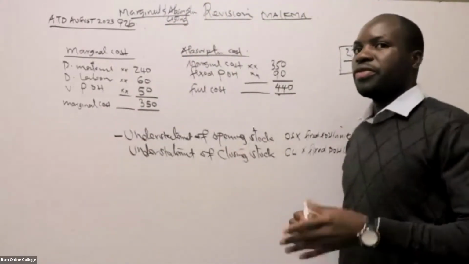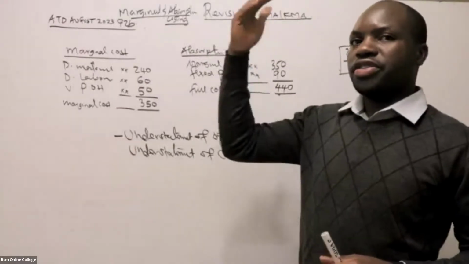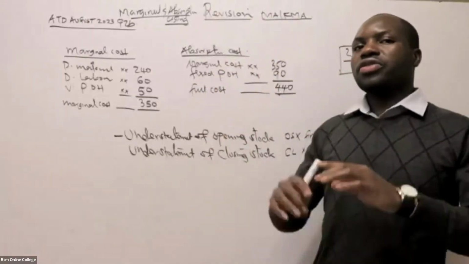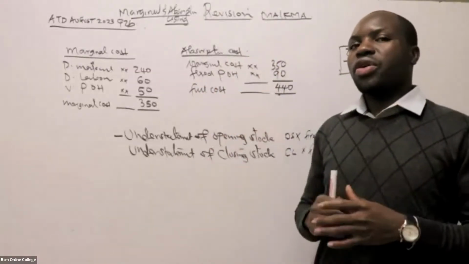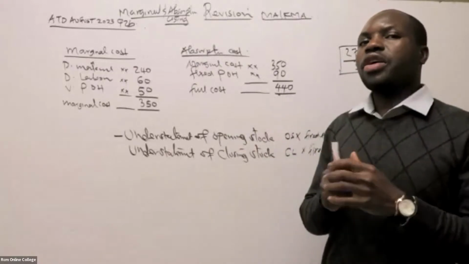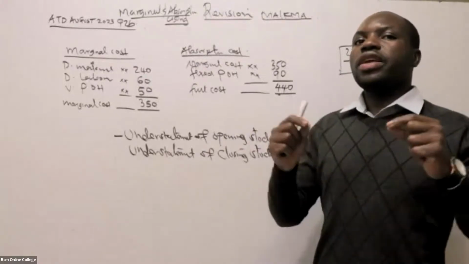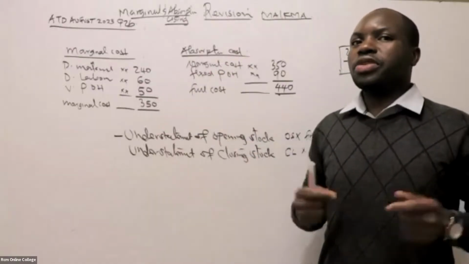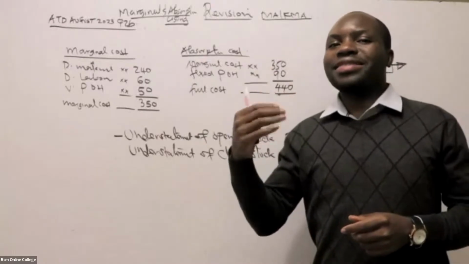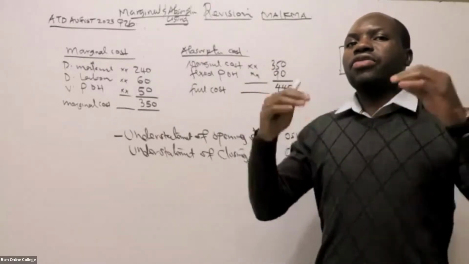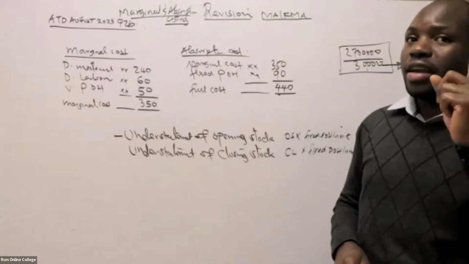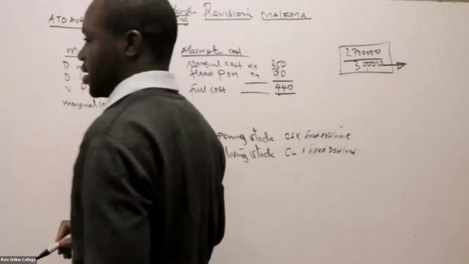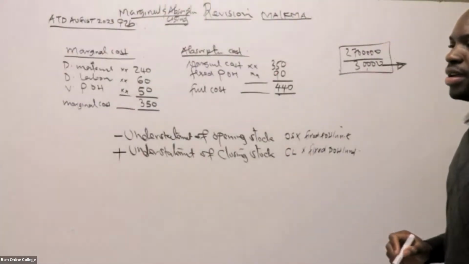Remember the components of cost of sales. It is normally opening stock and production less closing stock. The closing stock is normally deducted. So when you understate what you are deducting, when you understate closing stock, you will exaggerate cost of sales. And when you exaggerate cost of sales, what will happen? The profits will be understated. How do I get back to the right profit? I add back the understatement.